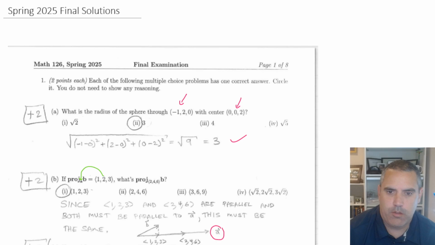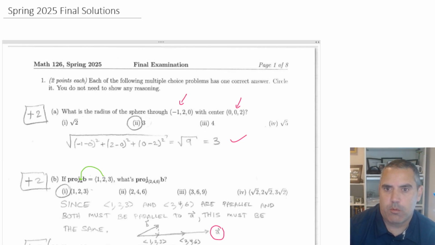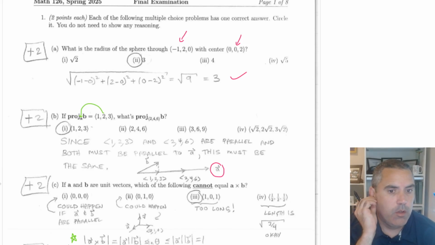But I think students should have been kind of debating between these two, and then running some examples. So I think there were other ways you could get at this answer. What point lies on this?